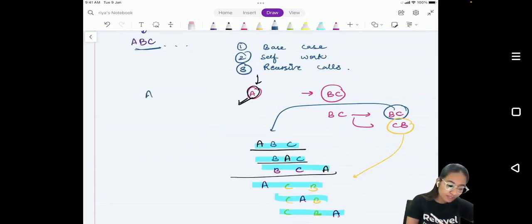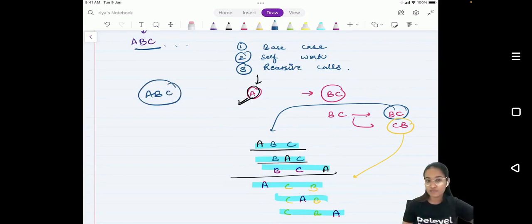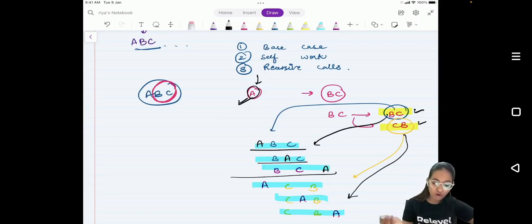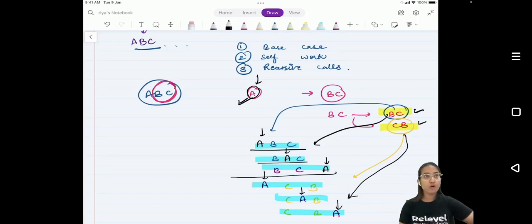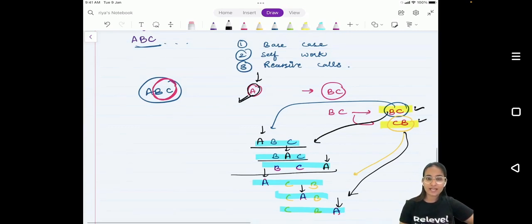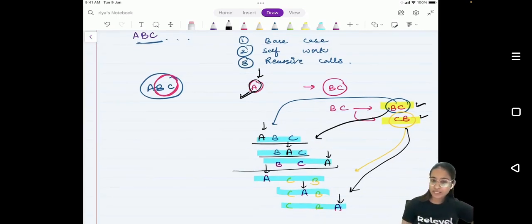You want to form the answer for ABC, finding all of its permutations. Here, the smaller problem is BC. So you try to form the permutations for BC, and using all the permutations for BC, you try to form the permutations of ABC, which is nothing but adding A at different positions. All right, here also you can see. So I hope this helps you understand the overall idea. Feel free to use any approach you want.